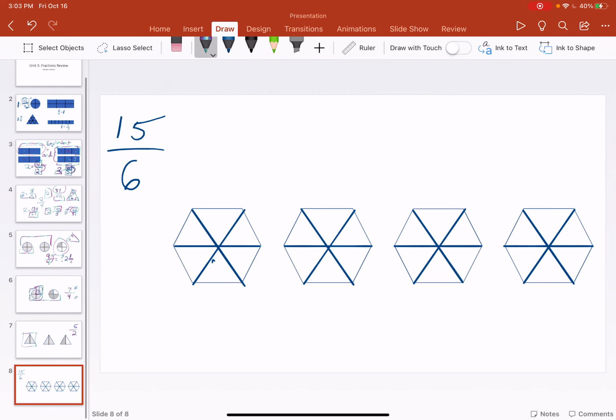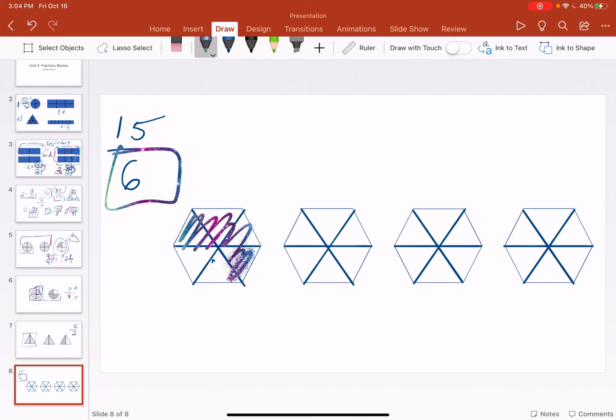All right, so how would I color this in if I want to show 15/6? Just pause the video. You don't have to draw it in your notebook, but I want you to just picture, how would you color this? All right, I like my sparkly pen, so I'm going to use my sparkly pen. So each one of these is 6, which is why the denominator is represented by 6. So I can scribble this in. So that's 6. I count by 6s here, 12. And then I go 13, 14, 15.